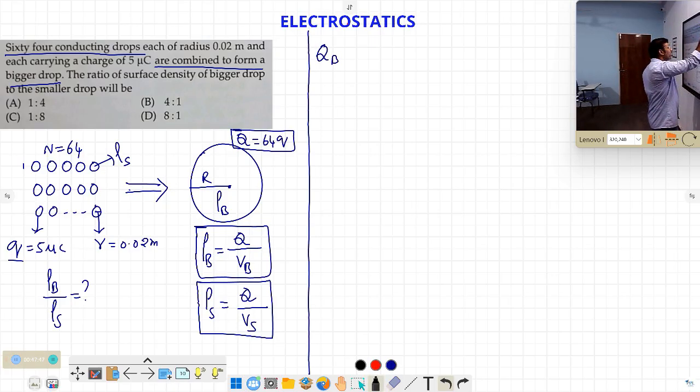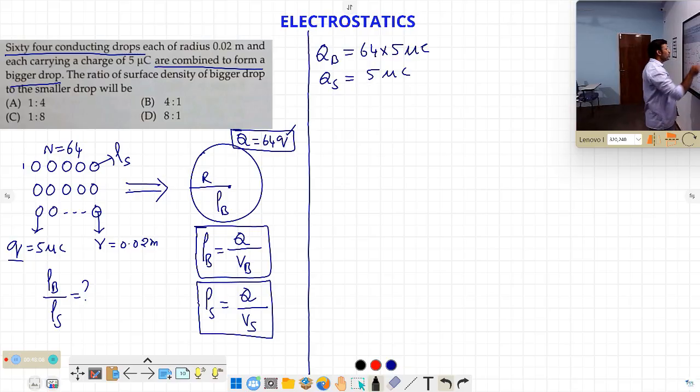The charge on the bigger drop is equal to how much? 64 times a small charge. 64 into each charge is 5 microcoulomb. That is, we can write this. We can calculate the calculation later. Next, what is the charge on the smaller drop? The charge on the smaller drop is only one drop they're asking, that is nothing but 5 microcoulomb.